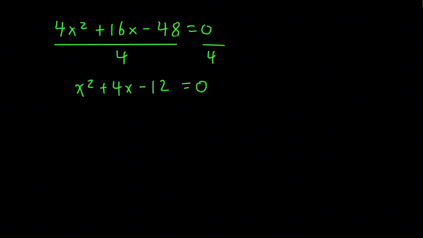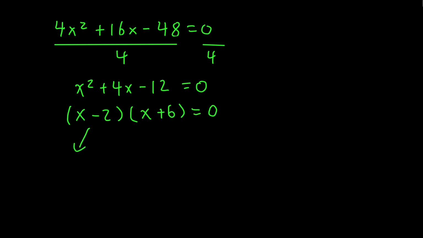After this common factoring, I'm going to factor once again, but this time making two brackets. So I think to myself, what multiplies to negative 12 and adds to 4? That's going to be negative 2 and 6, since negative 2 times 6 equals negative 12, and negative 2 plus 6 equals 4.